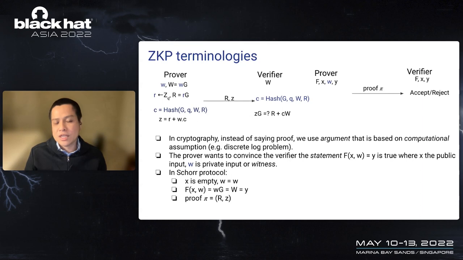In cryptography, instead of using the word proof, we use the word argument. An argument just means that the protocol is secure based on a computational assumption, for instance, the hardness of the discrete log problem. In general, the prover wants to convince the verifier that a certain statement is true, for instance, F of X and W equals Y, where X is the public input, W is the private input or the witness, and Y is the supposed public output. In our protocol, X is empty and W is W, and the function F of X and W is equal to W times G. And the proof is just R and Z.